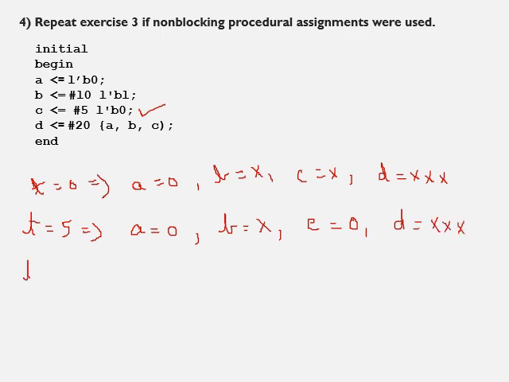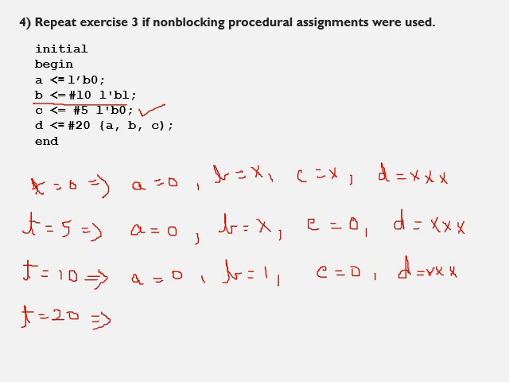Next time is at time t equal to 10, that is this statement. At time t equal to 10, A equal to 0, B will now become equal to 1, C equal to 0 and D is unknown. Next time that comes in the sequential order is after 20 time units, that is this line. Now A is 0, B 1, C 0 and D will be 0 1 0, that is concatenation of A, B, C.